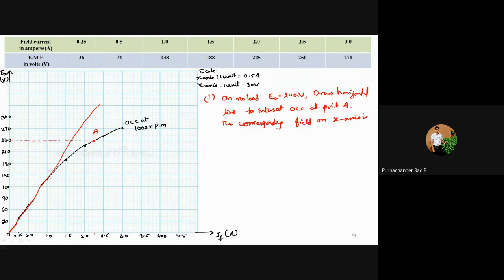If we see, this is your corresponding field current, this should be drawn onto the x-axis. So this is nothing but your 2.25, that is 2.25 amperes. That is IF is equal to 2.25 amperes.